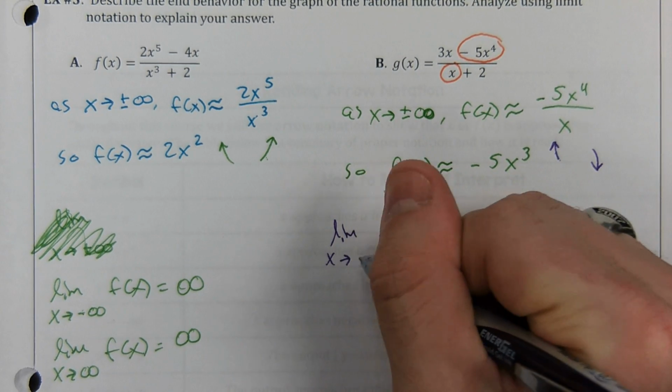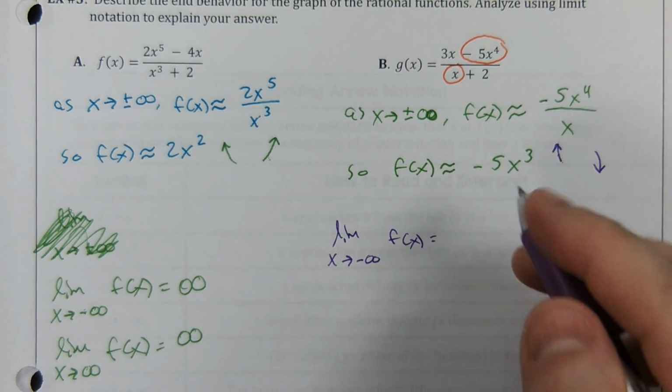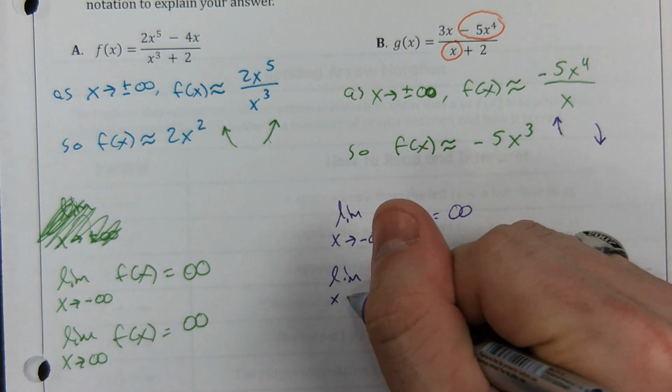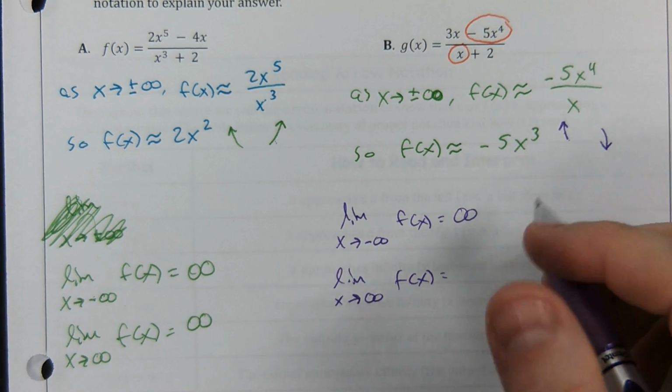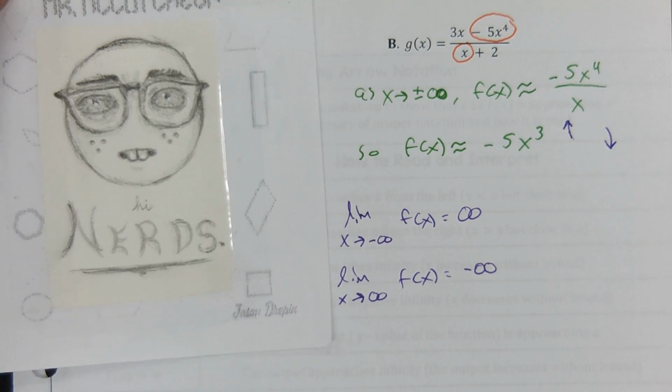The limit as x goes to negative infinity of your function is left up, and the limit as x goes to positive infinity of your function is right down. We made it, nerds.